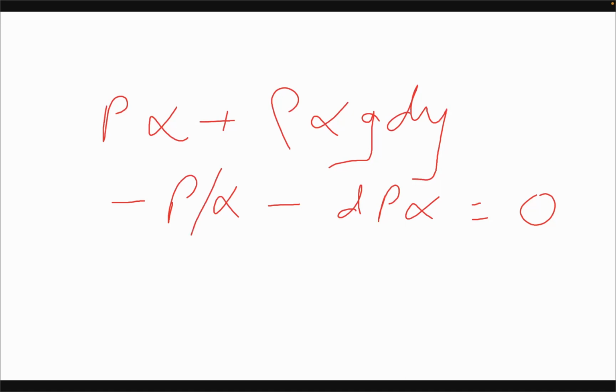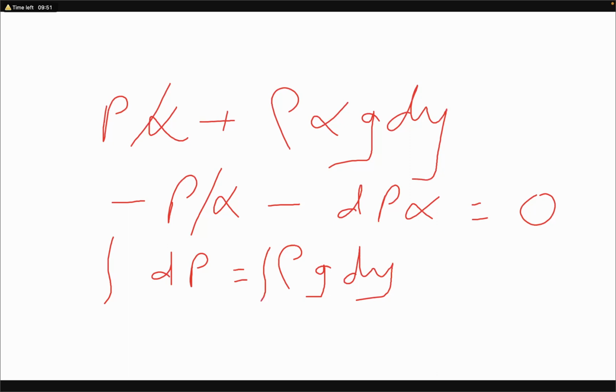So P alpha gets struck. We get from here dP equal to rho g dy. We check our work and go for integration now. Integration is what I'm going for now.